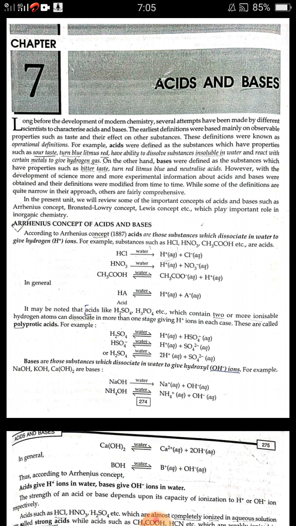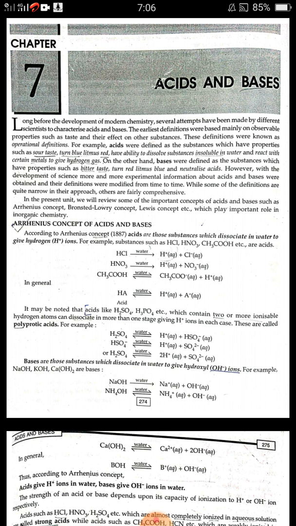In general, acids were defined as substances which have properties like sour taste, turn blue litmus red, have the ability to dissolve substances insoluble in water, and react with certain metals to give hydrogen gas. On the other hand, bases are substances which have properties such as bitter taste, turn red litmus blue, and neutralize acids.